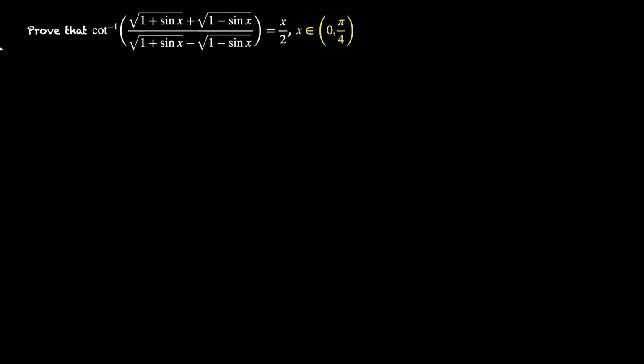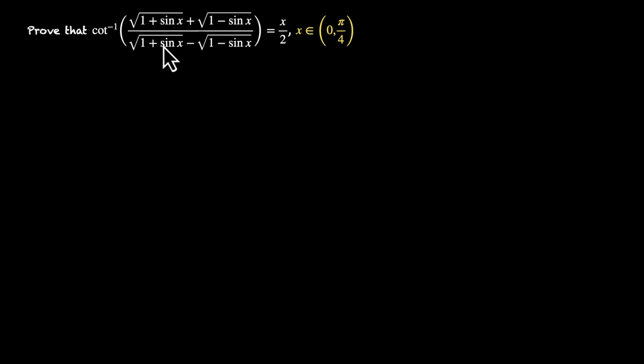Let's solve another problem. Prove that cot inverse of root 1 plus sin x plus root 1 minus sin x, that's the numerator, divided by root 1 plus sin x minus root 1 minus sin x, that's the denominator, is equal to x by 2 when x belongs to this set, 0 to pi by 4. Pause the video, think about it.